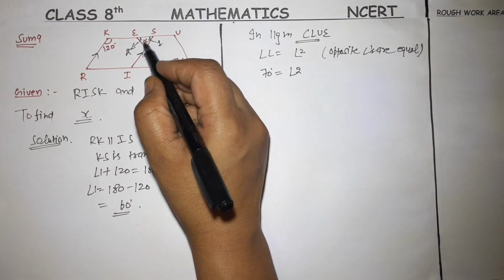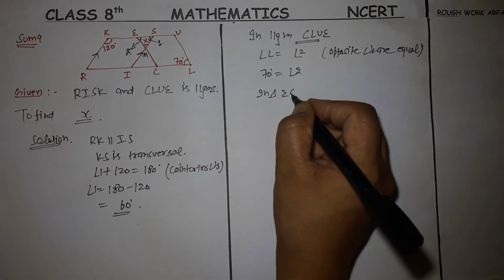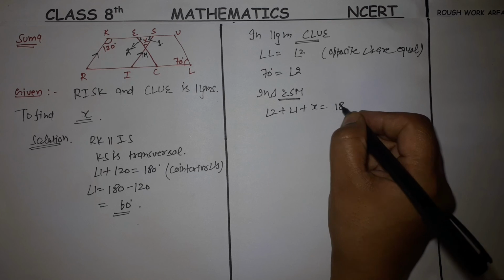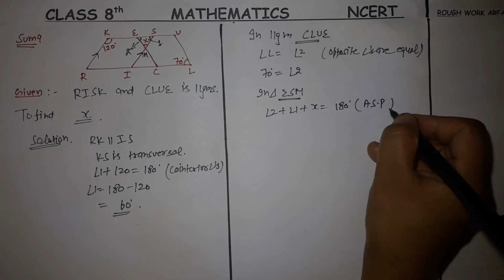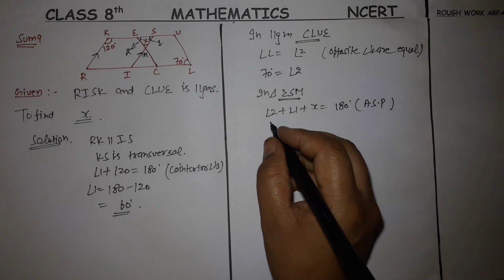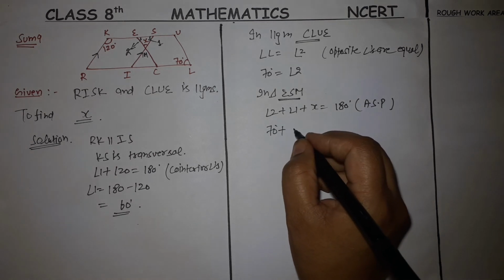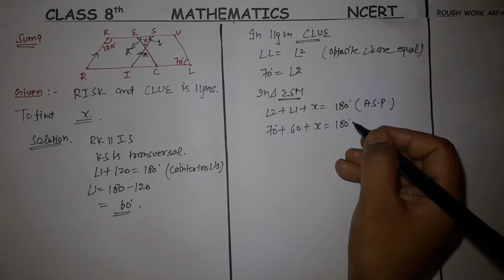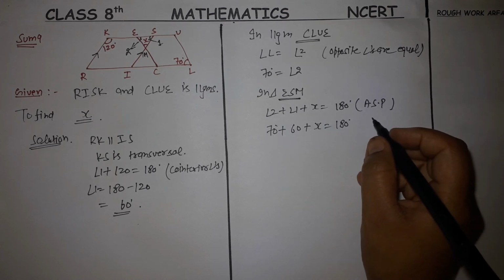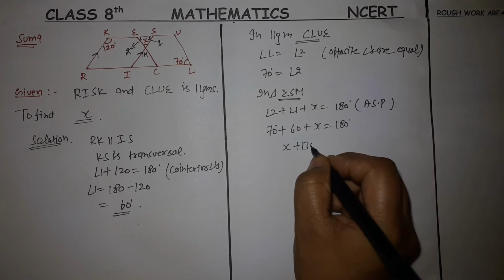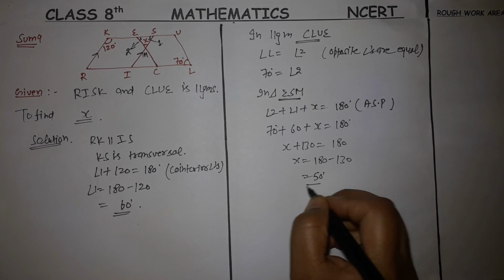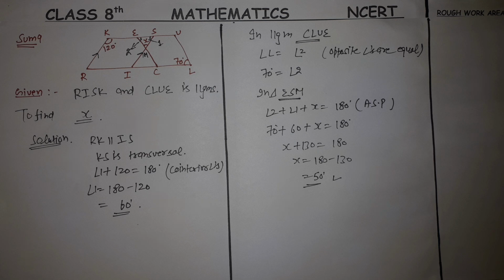Now what we have to find? x. In triangle ESM, angle 2 plus angle 1 plus x is equal to 180 degrees. Angle sum property of triangle. Angle 2 is 70, angle 1 is 60 degrees, angle x we have to find, that is 50 degrees. 50 degrees is your answer on your screen.